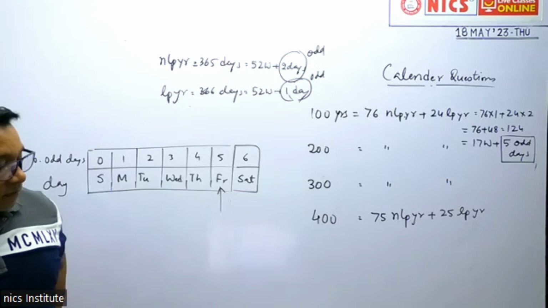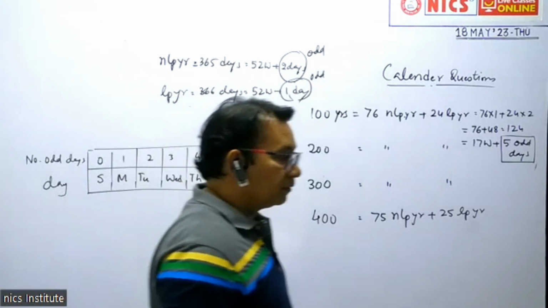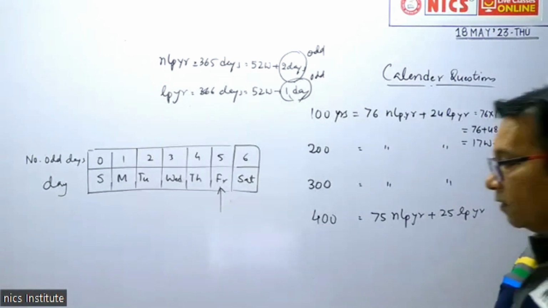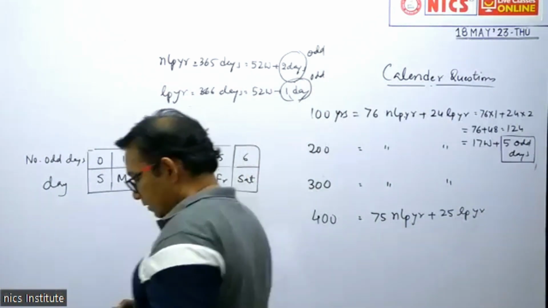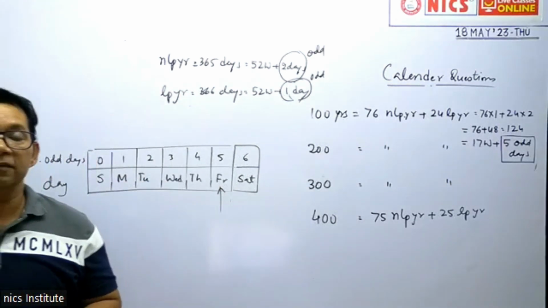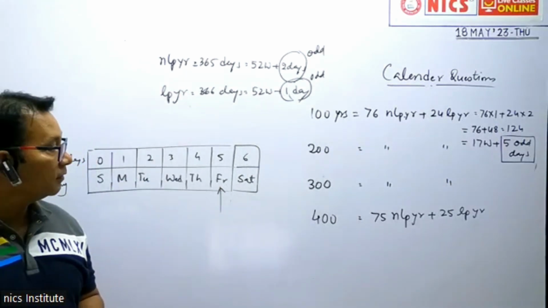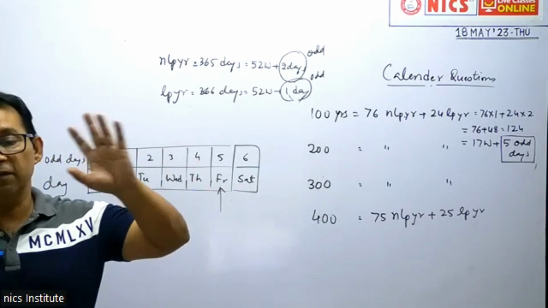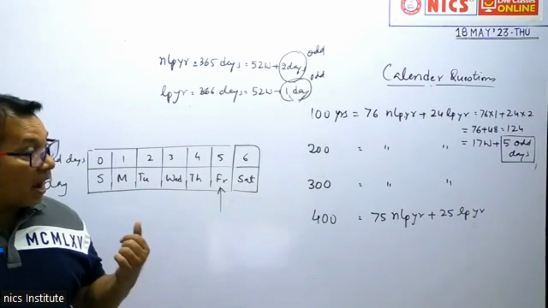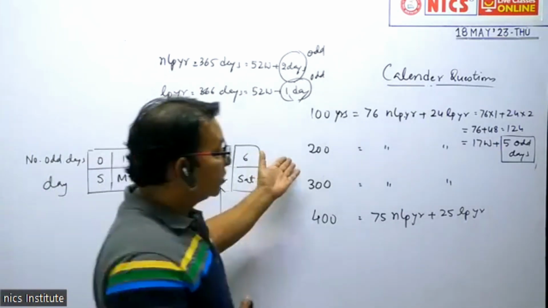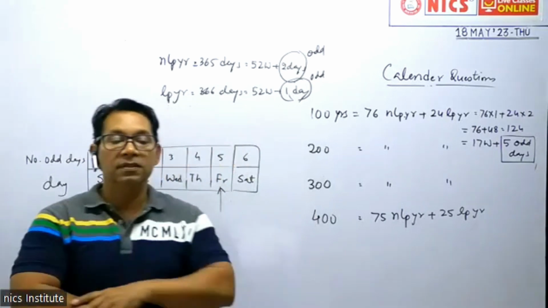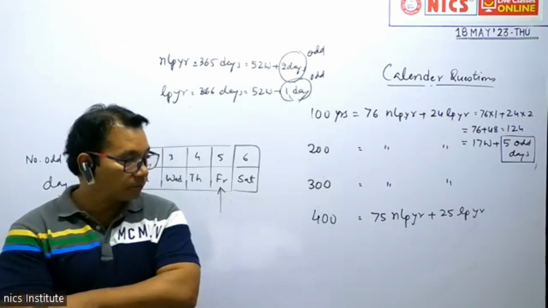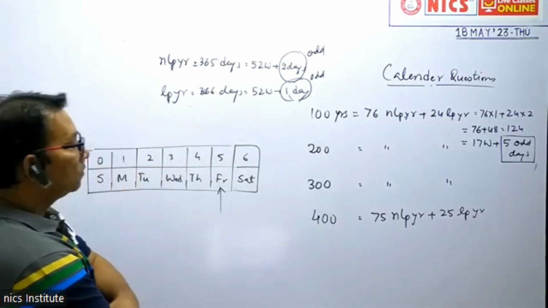That means the people must have celebrated. They must have had 3 days holiday. Friday was the 31st, and then the first and second, Saturday, Sunday, holiday. So 5 odd days means the day is Friday. That means the last day of the first century was Friday, and the first day of the second century was Monday. Is it clear to you?